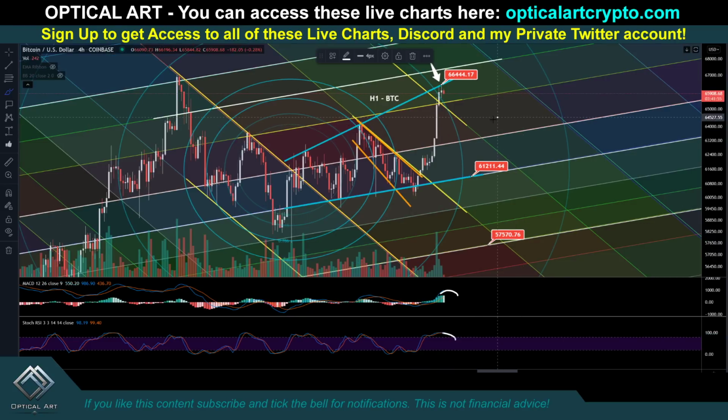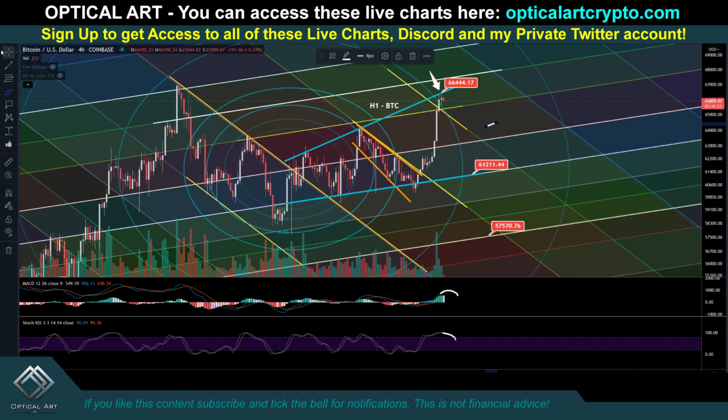But guys, that's pretty much it. If we're in an ascending broadening wedge, it's a bearish pattern. If we do get above 66,500, get bullish. Otherwise, I think we're coming down.